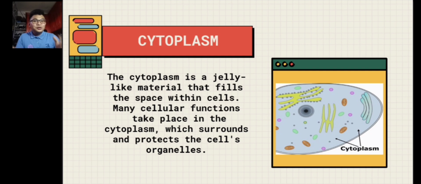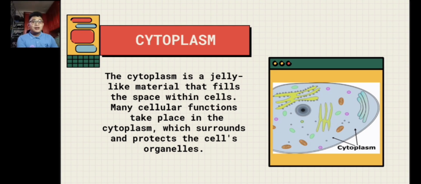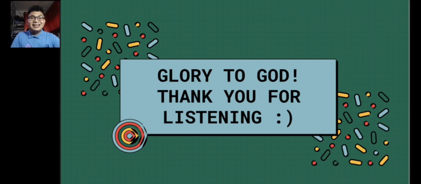Okay? Also, dito din po tayo sa cytoplasm. Sabi dito that cytoplasm is a jelly-like material that fills the space within cells. Many cellular functions take place in the cytoplasm, which surrounds and protects the cell's organelles. Hindi ko na po masyadong i-broad kasi andito na po ang kanyang meaning. Siya daw po yung, dito po sa place na to, sa cytoplasm, nagpa-function or yung mga important roles ng cells. Okay? And also, it protects the cell's organelles. Yan po ang cytoplasm. And that's it for today.